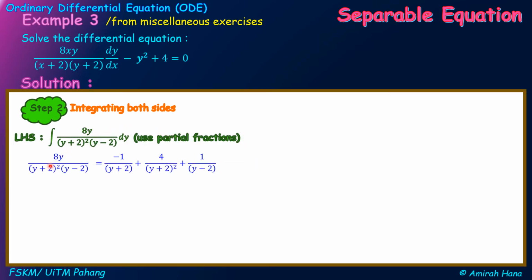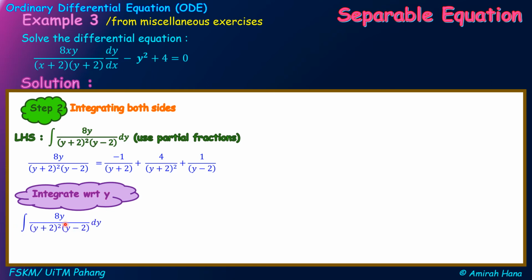From the previous slide, we expressed 8y over (y plus 2) squared times (y minus 2) as the sum of partial fractions: negative 1 over y plus 2, plus 4 over (y plus 2) squared, plus 1 over y minus 2. After that, we can integrate one by one with respect to y. So we integrate 8y over (y plus 2) squared times (y minus 2) dy.